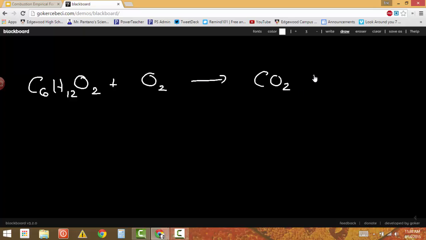The last part was to draw a balanced equation for the combustion of caproic acid. So caproic acid is C6H12O2 plus O2 goes to CO2 and H2O. I'm going to let you balance this one on your own because you know how to balance. It's not a difficult one to balance. So you can do that one on your own.